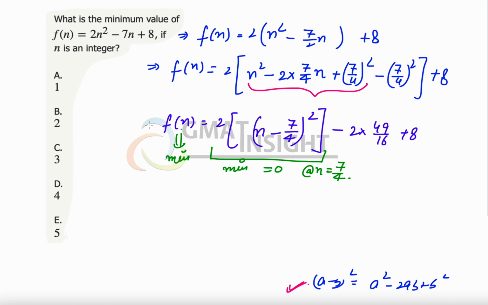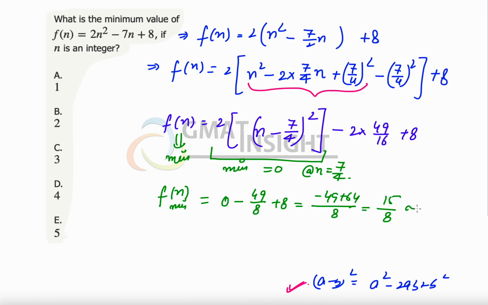Which means finally f(n) minimum is equal to 0 minus 49/8 plus 8, which I'm going to simplify: (−49 + 64) divided by 8. Now we get 15/8. And what is the minimum possible value if n is an integer? So this is the minimum possible value, which is approximately 1.8 or 9 sort of, right?